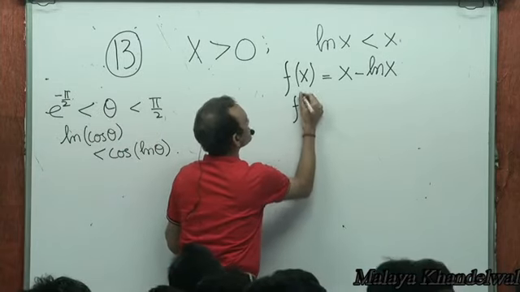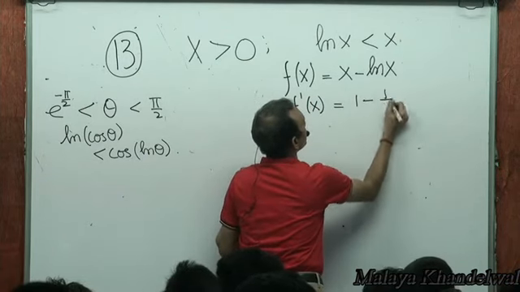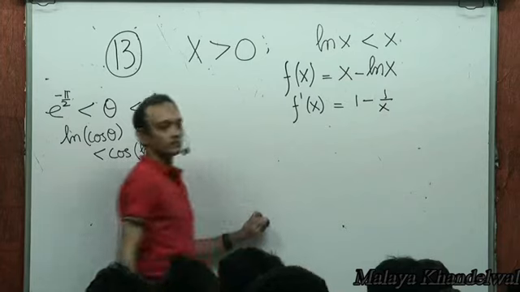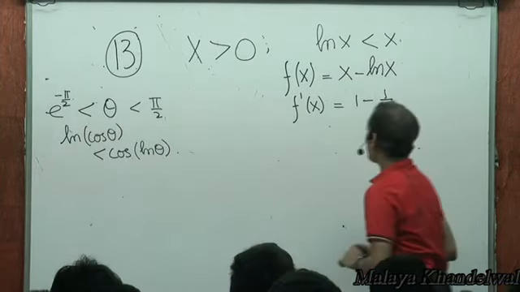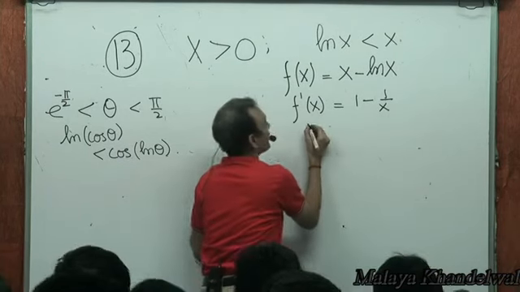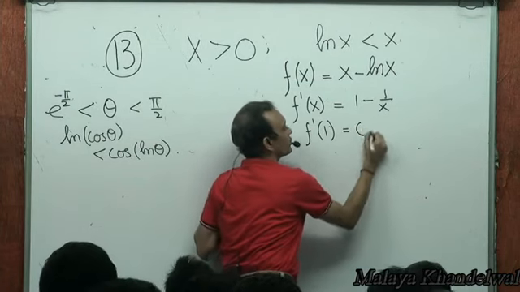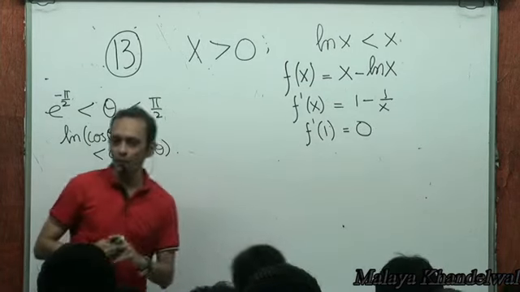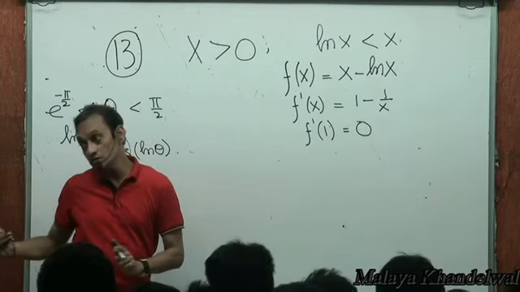F dashed x is 1 minus 1 by x, right? And now x equal to 1 is a stationary point. F dashed 1 is 0, as you can see. X equal to 1 therefore constitutes a stationary point. We need to check if it's a local maximum or a local minimum.